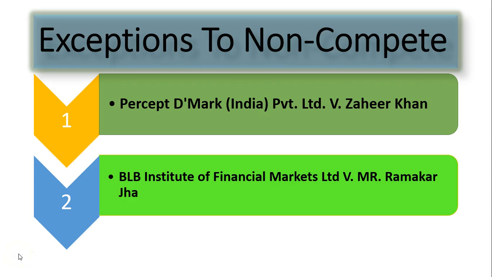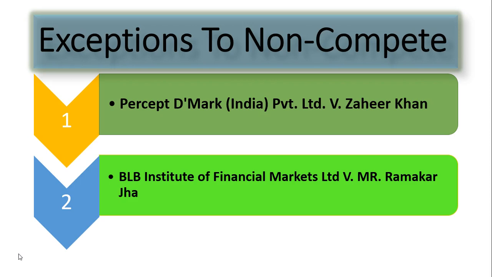The Supreme Court in the year 2006 held in Percept D'Mark's case that a restrictive covenant which restricts the other person from his future liberty to deal with the persons he chooses for his endorsements, promotions, advertising, or any other affiliations, and such restrictions extending beyond the tenure of the contract, is clearly hit by Section 27 of the Indian Contract Act and is void.